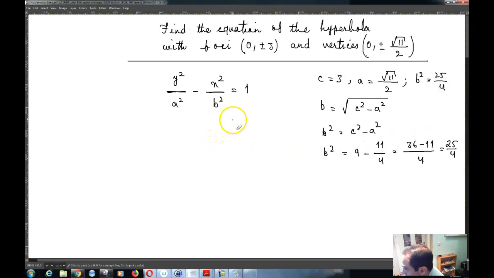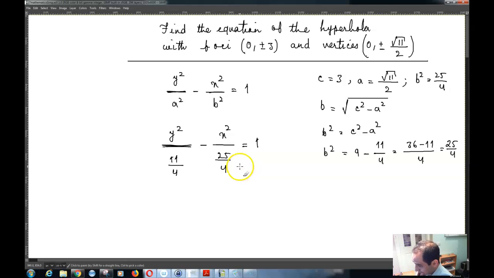Now, I can basically write this equation as y squared by a squared, which is basically this fraction whole squared, which is 11 divided by 4, minus x squared by b squared, which is 25 by 4, is equal to 1.